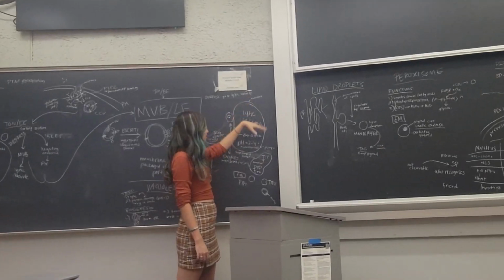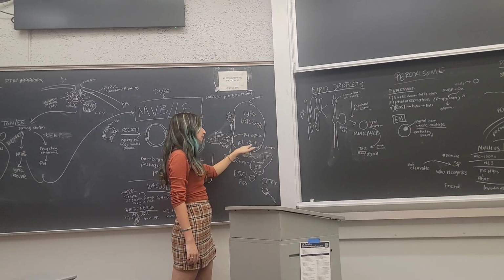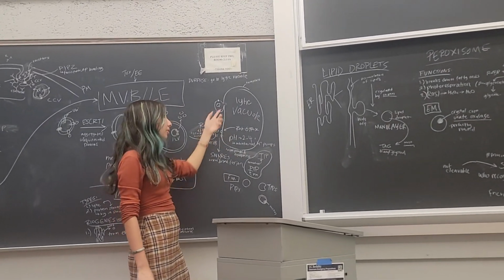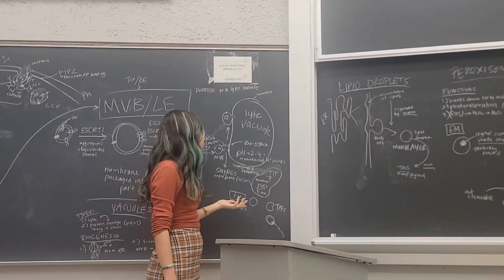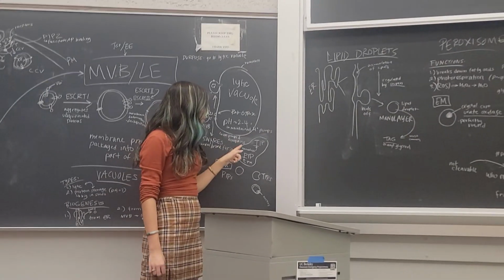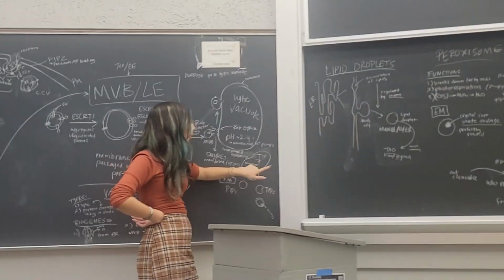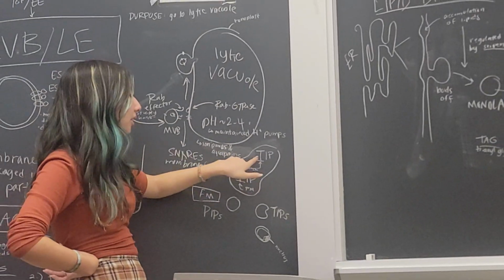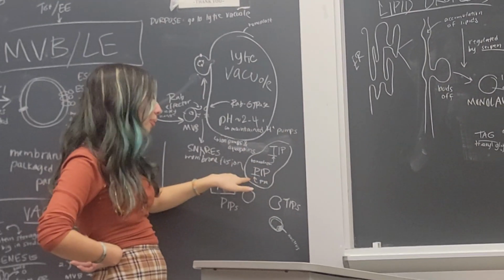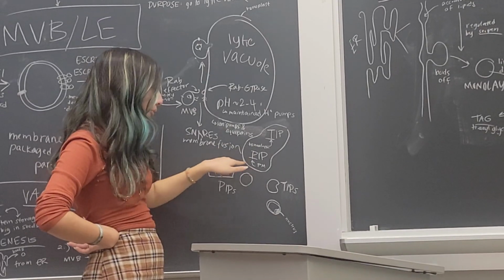Tonoplast is the membrane of the lytic vacuole, which is very acidic because we'd be lysing things. In animals, this would be called the lysosome. And proton pumps would be maintaining that. Also, they have specific aquaporins. So the tonoplast, remember the lytic vacuole membrane, will have aquaporins that start with T for tonoplast, and the plasma membrane will have ones that start with P for plasma membrane.